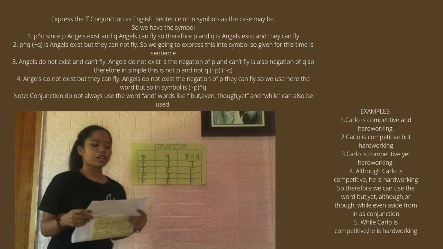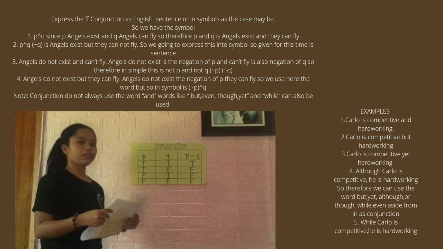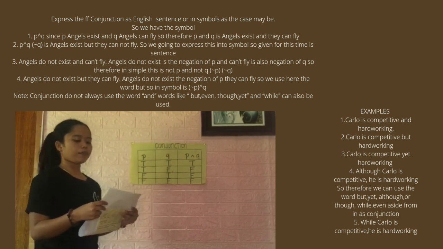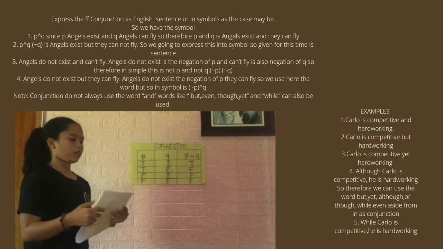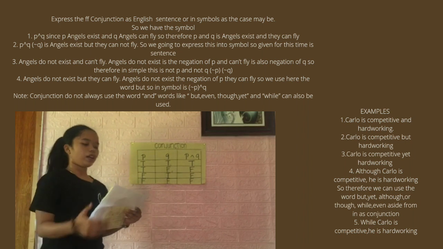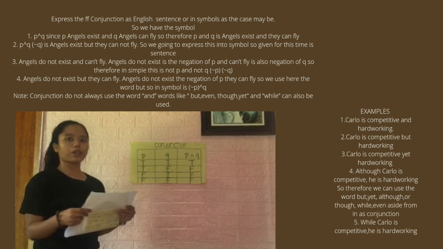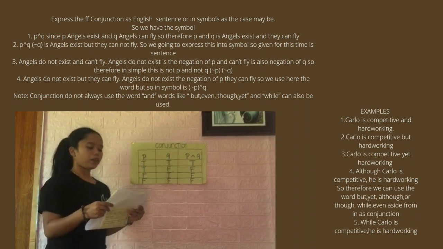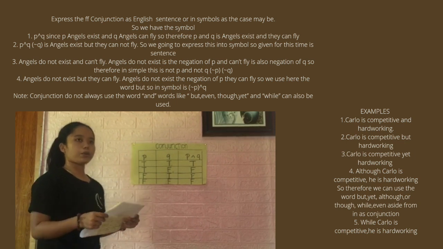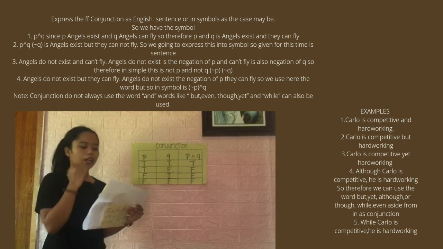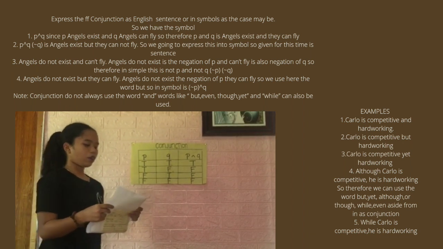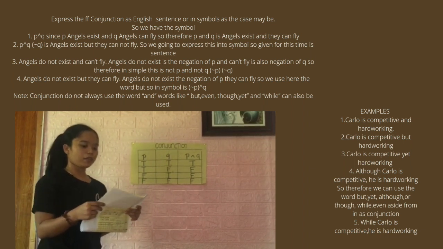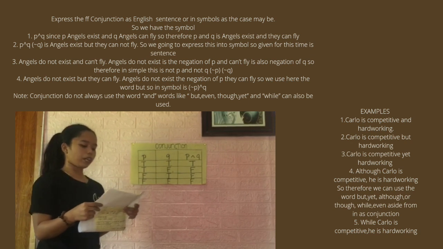Note, conjunctions do not always use the word and. Words like but, even though, yet, and while can also be used. Examples. Number 1, Carlo is competitive and hardworking. Number 2, Carlo is competitive but hardworking. Number 3, Carlo is competitive yet hardworking. Number 4, although Carlo is competitive, he is hardworking.